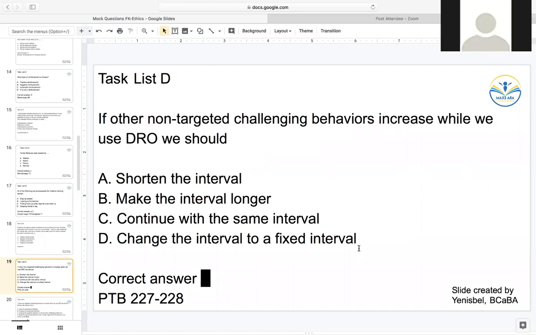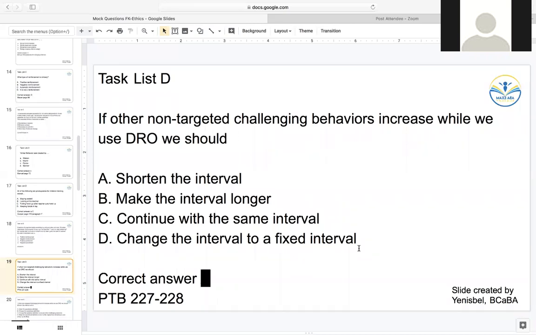Elimination. I don't know if you want to go that direction, but if we use process of elimination, when something is not working, obviously we have to change something. That takes out C, because we can't continue the same interval if it's not working. Now I'm thinking about D, change the interval to a fixed interval. DRO technically can have a fixed interval schedule. And also, because it's fixed, they wouldn't receive reinforcement until after correct behavior, right? Yep.